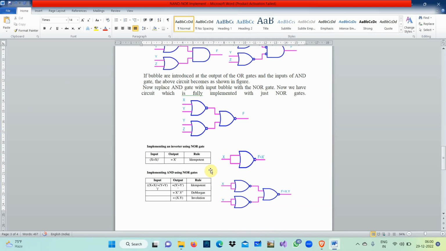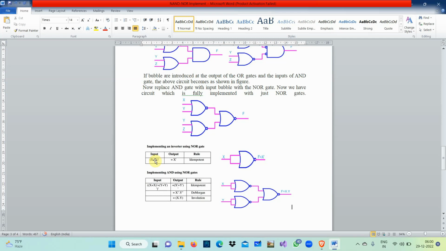How is it done? Let us see. Now see, suppose I am implementing an inverter using this NOR gate. Okay. How is it done? What is my input? Input is x. The output should come x bar, or the transpose of x. How is it done? Here the same x is provided as both inputs, x and x, and I take the transpose of that. That means it is equivalent to the transpose of x plus x. So x plus x. What is x plus x? It is x. It is the idempotent rule, you know.